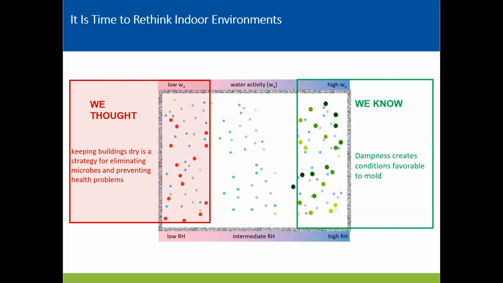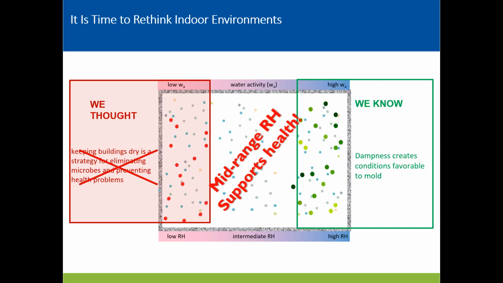We thought that the solution to this was to keep the buildings as dry as possible, and eliminate any of the moisture for that. But what we're actually learning is that while that may eliminate the risk of mold, it's really having a negative effect on the occupants in these buildings. And where we really need to be is somewhere right in the middle of that, the mid-range humidity that supports the health of the occupants.